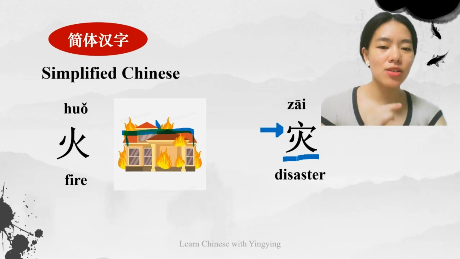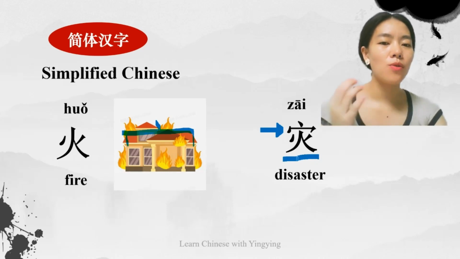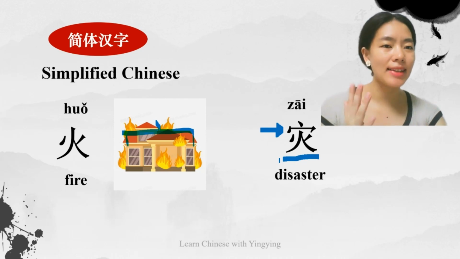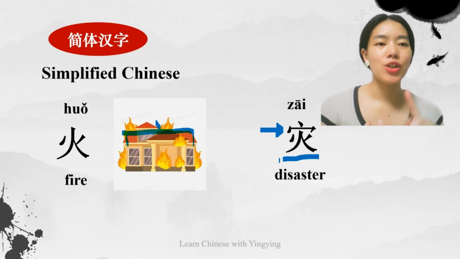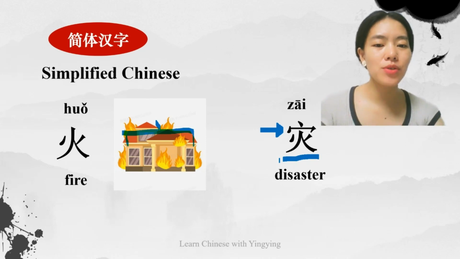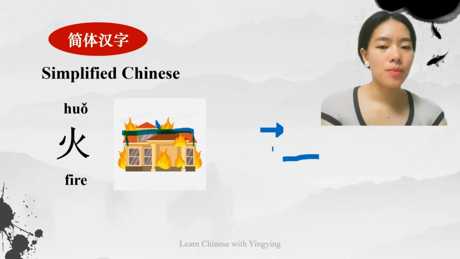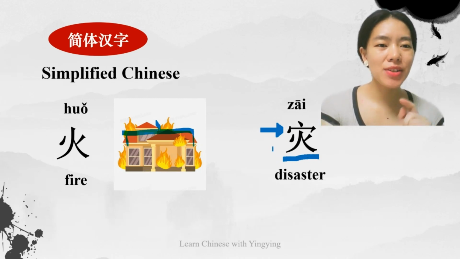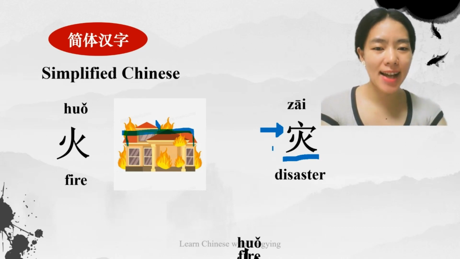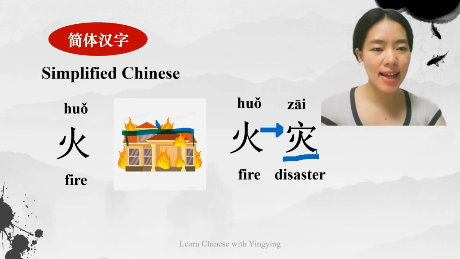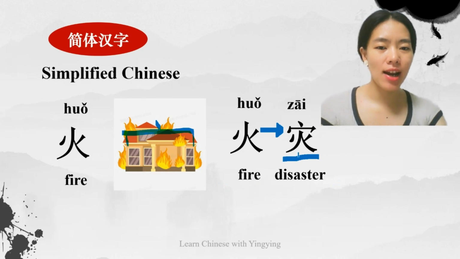And nowadays it isn't limited to fire disaster. It can refer to any other disaster like flood, tsunami, or earthquake. If you want to say it's a fire disaster, then you need to add 火 in front of 灾. That is 火灾. It means fire disaster. And this one is also very common in Chinese. 火灾 means fire disaster.